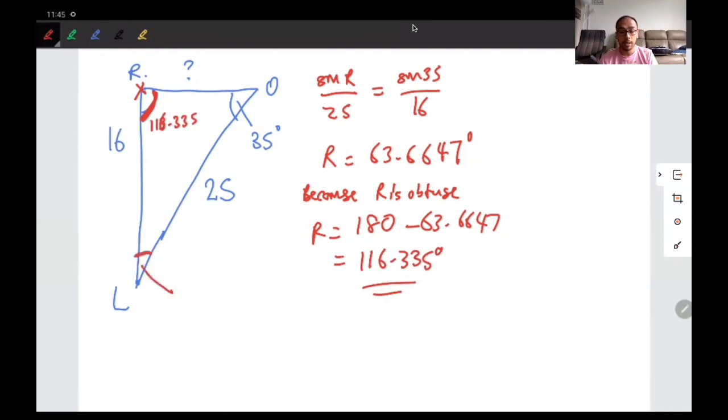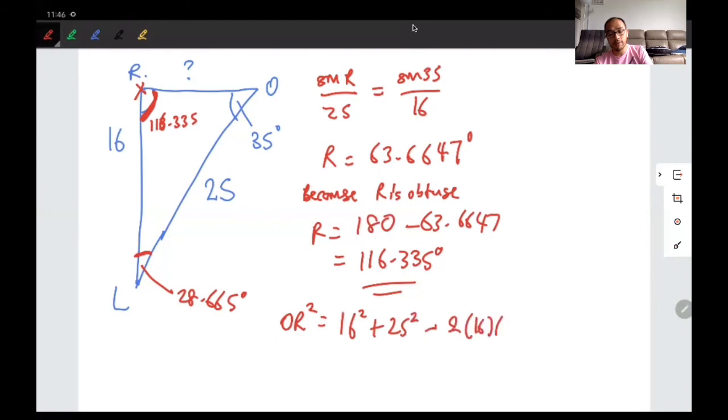And then I know what this is already. This will be 180 minus 35 minus 116.335. So this will be 28.665 degrees. Then I can find the value of OR. So OR squared equals 16 squared plus 25 squared minus 2 times 16 times 25 cos 28.665. Be very careful. If you use 63 point something, then you get a totally different value altogether.